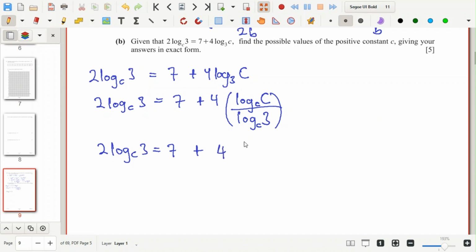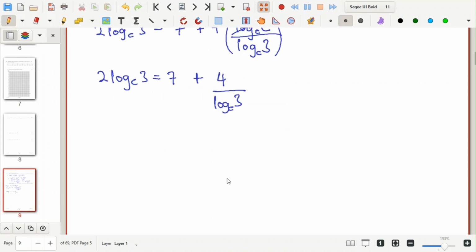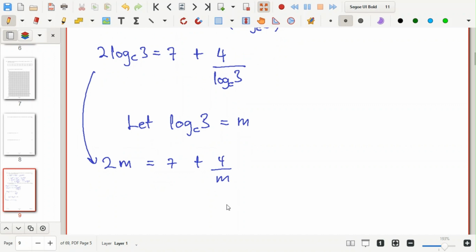Now the whole thing here is the same as 1. So 1 times 4 is what? 4. Then here you get this. Let log 3 to the base c be m. So when I place it here, I'll get 2m is equal to 7 plus 4 over m.